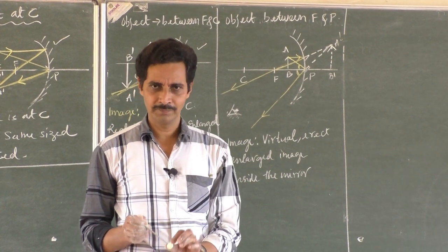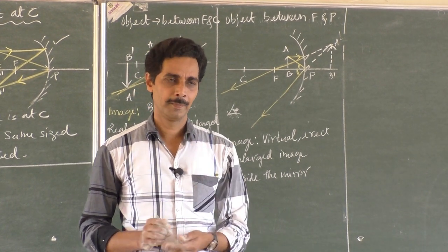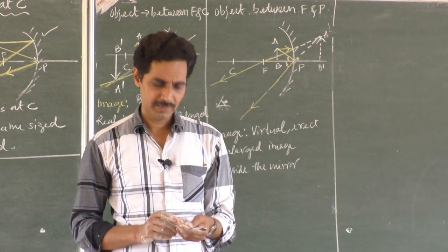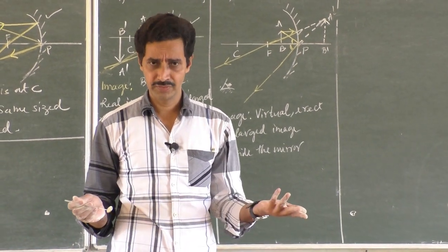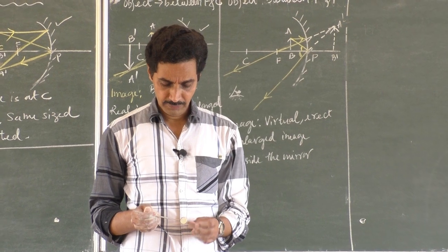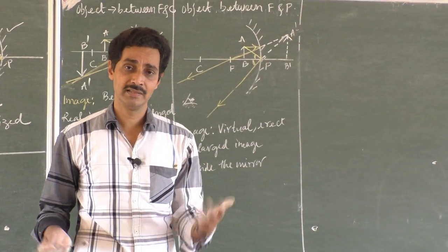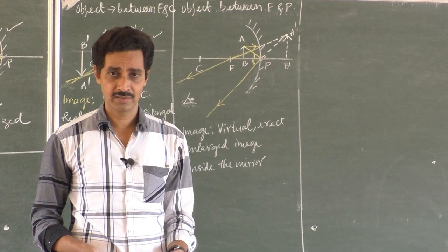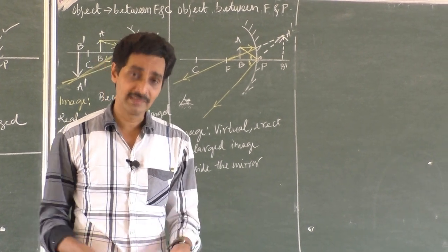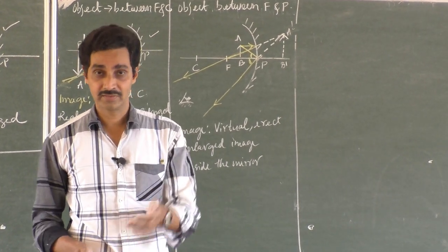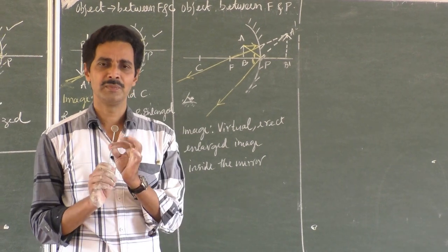Sir, can't he use a plane mirror here? What is the use of using a plane mirror? No advantage of using a plane mirror, no advantages. If you use a plane mirror, you will see the image of the teeth as large as the teeth only, because it forms the same sized image. Instead of that, you can look into the teeth itself. You need not look into the image, right? So no use. Concave mirror is the best choice.